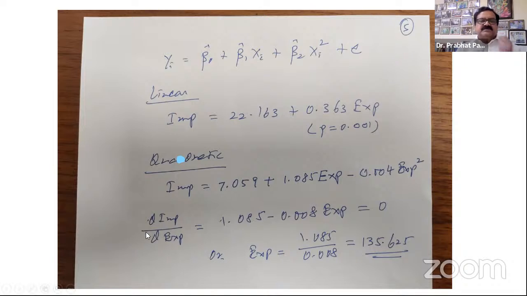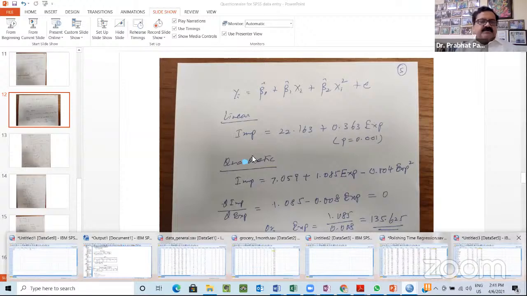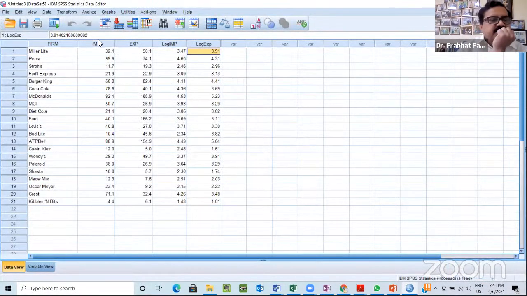So here in this data, I'm going to show you how we have actually used this quadratic equation. So I'm going to take you to the data again. You have the data in front of you. These are the forms we have already seen. Then this is the impression data, then the expenditure data. So all we need is one more variable, which is expenditure square, in order to make it x square.